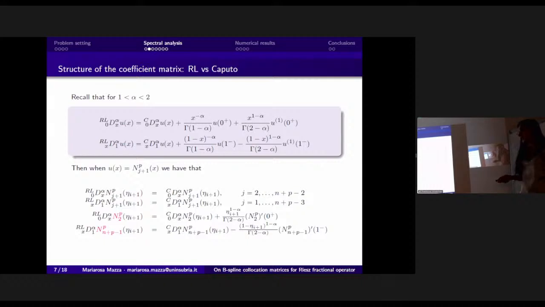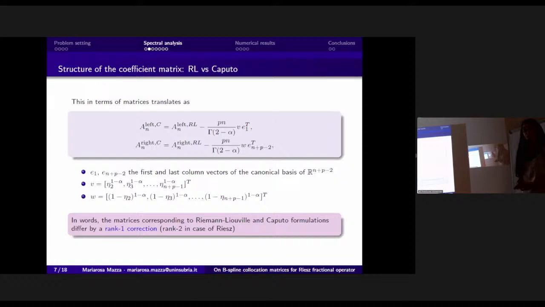This is because these two B-splines here have a derivative at 0 and 1 respectively that is not 0. And so in terms of matrices, doing this switch to Caputo from Riemann or vice versa gives us some matrices that differ only by a column, the first column or the last column. And in other terms, we can say that the Riemann matrices differ from a Caputo one by a rank 1 correction. If we're talking of the Riesz operator, then they will differ by, of course, a rank 2 correction.